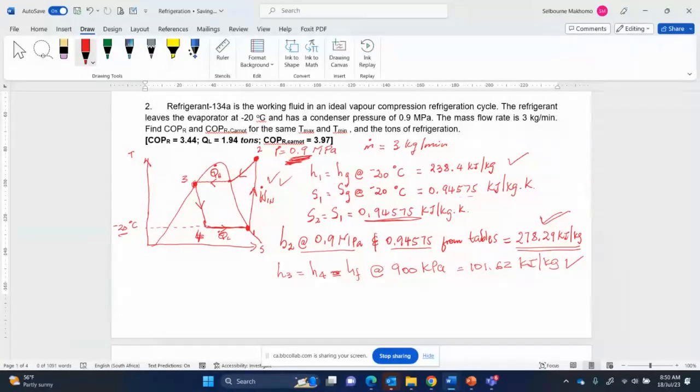So the first question was calculate what? The COP of a refrigerator. So COP R, we said, is what? H1 minus H4, which is this divided by that, which is H2 minus H1. In other words, you can still say that is QL over compressor work.